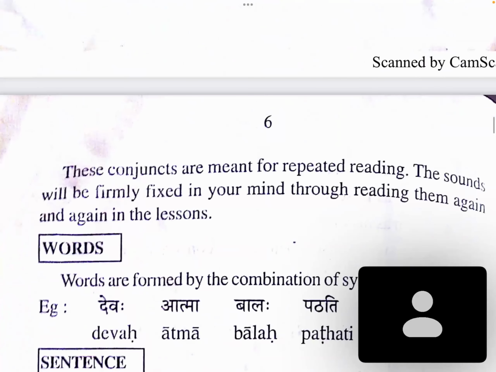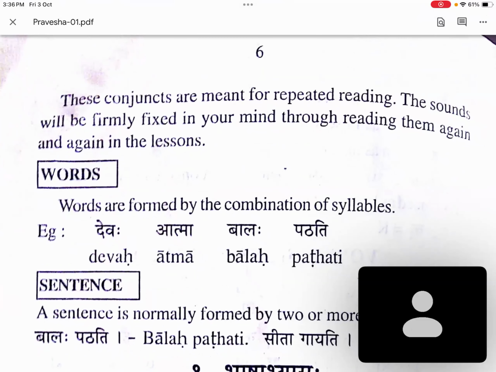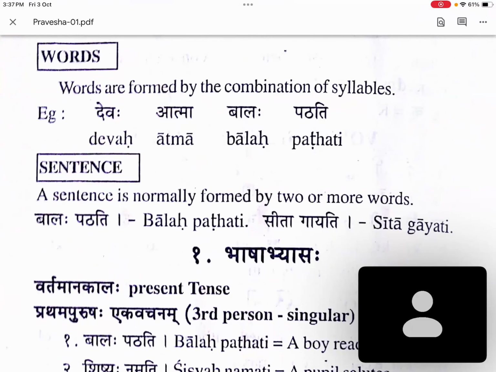Samyuktaksharam. These consonants, we repeat them, and by reading them again and again in the lessons the sounds will be fixed in your mind. When we go on reading the lessons, we will come to know. Now see the first one. What is it? The da is there. Then there is a horn on that, so that becomes de. Then what is the next letter, va? Next to that, there is a visarga. When visarga comes, what's the sound? Aha. So devaha.